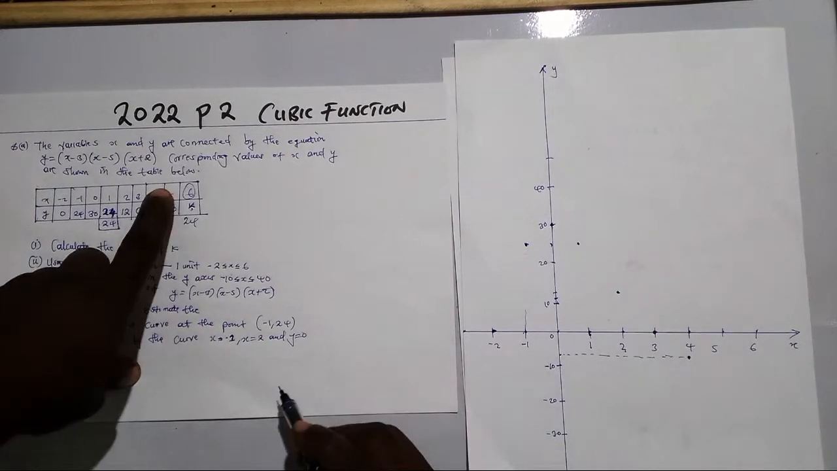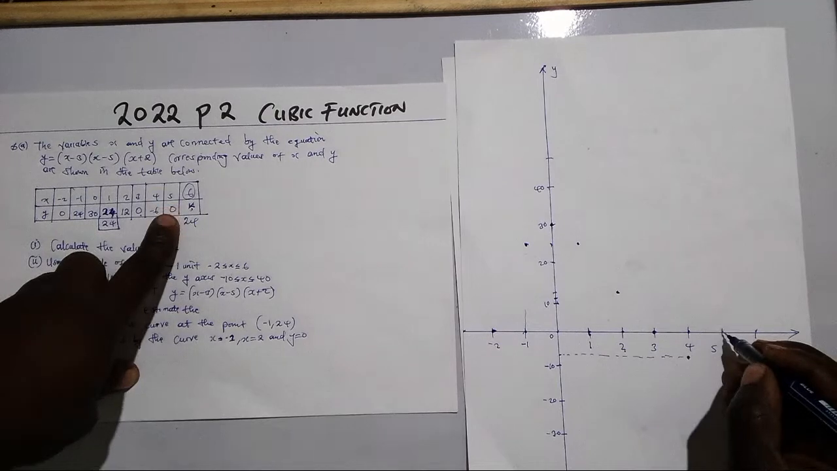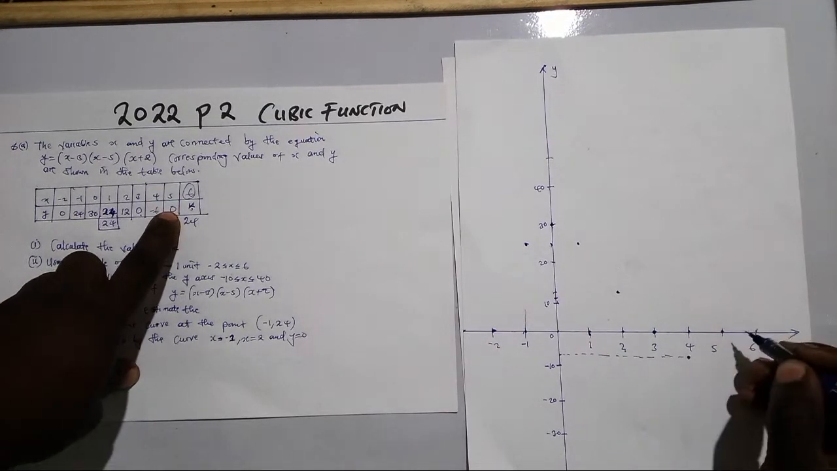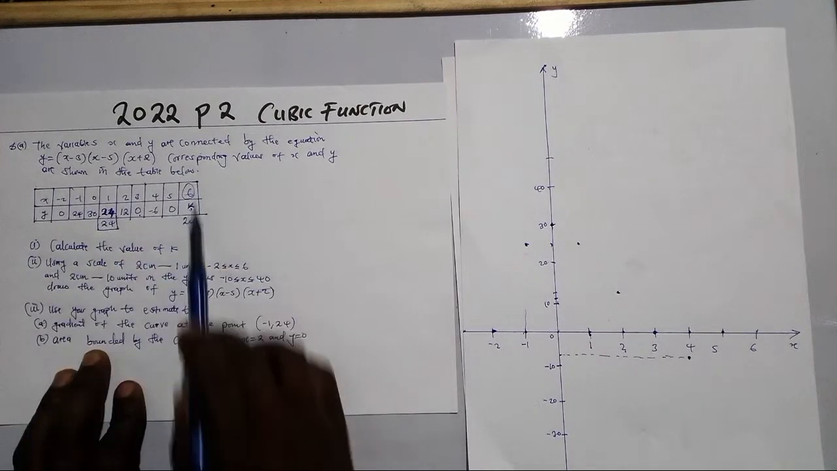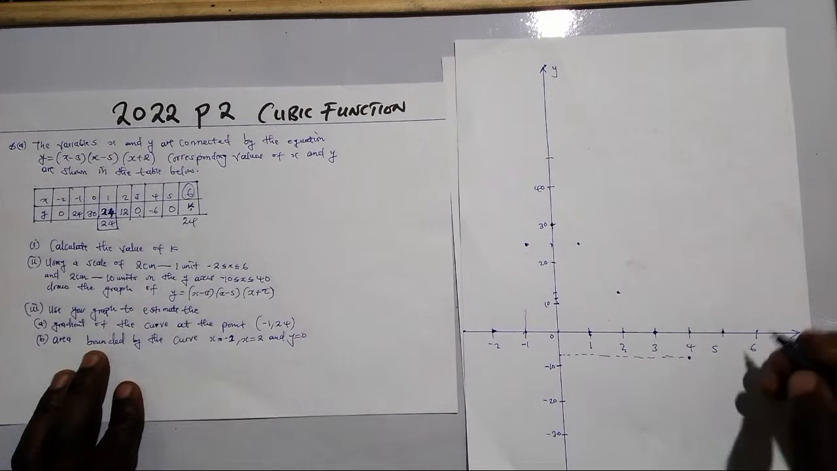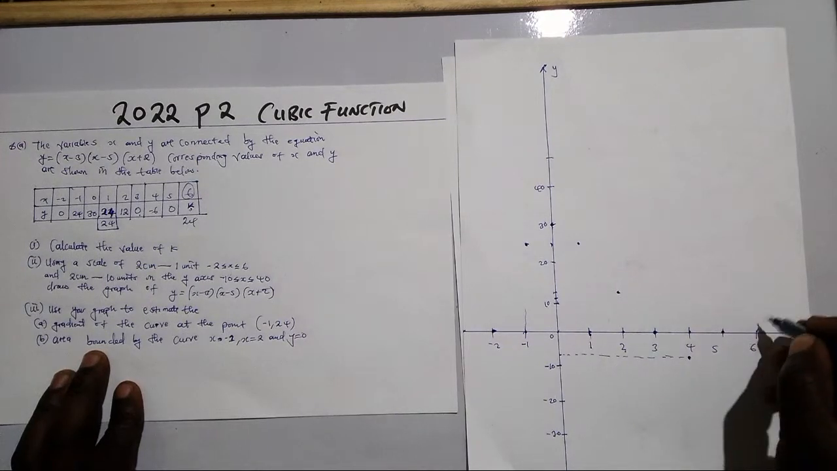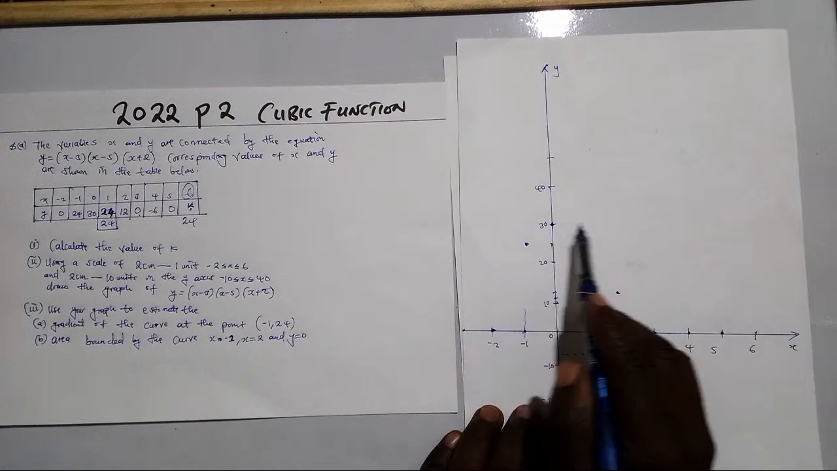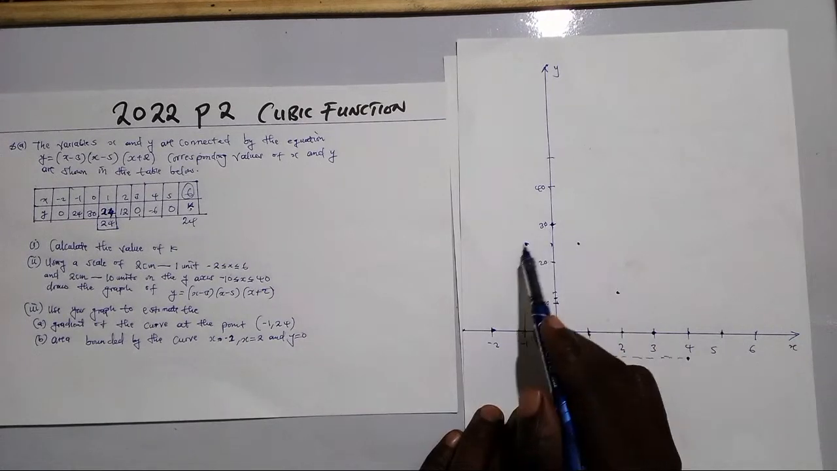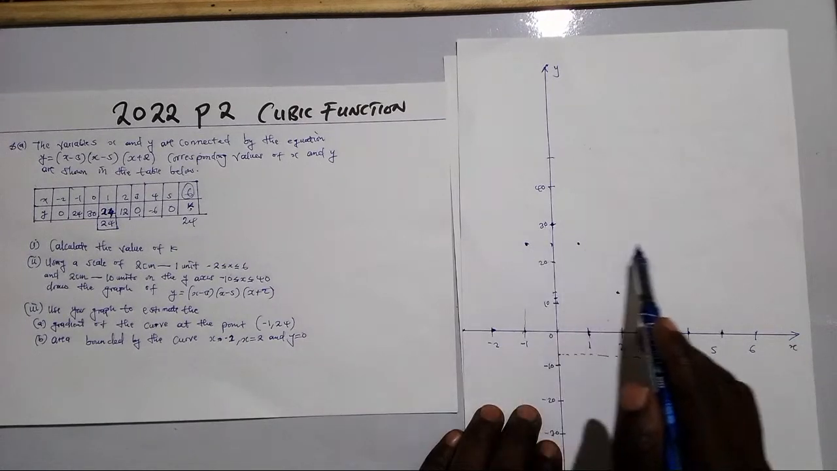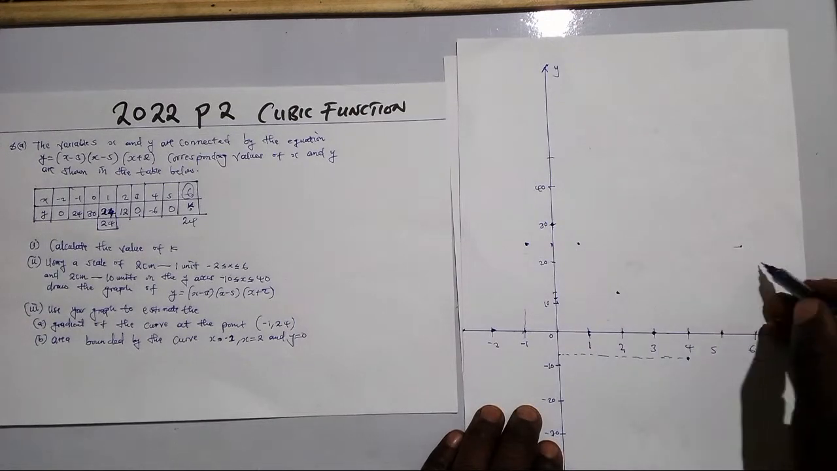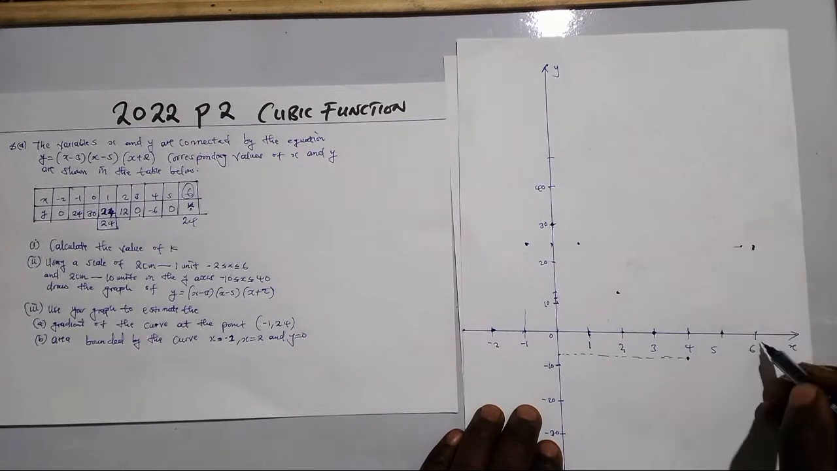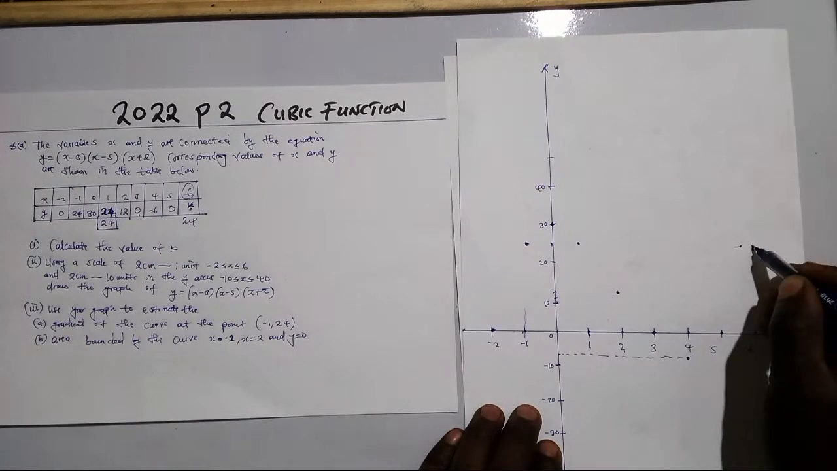Then 5 comma 0, it is here. Then 6 comma 24. So 24 is somewhere here. Then you move up to 6 here. This is the point where 6 and 24 is.